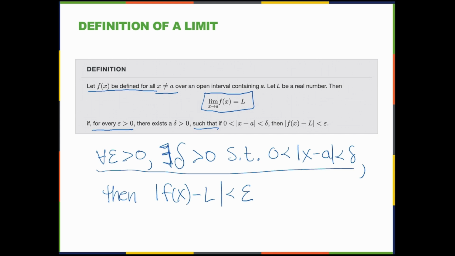So here's the big idea. Epsilon controls the accuracy of the y value, okay? And delta controls how close you are to the value that you're approaching. The definition of the limit says if you want f of x to be extremely close to L, our limit, we can make x close enough to guarantee that it happens. That's what this is saying.